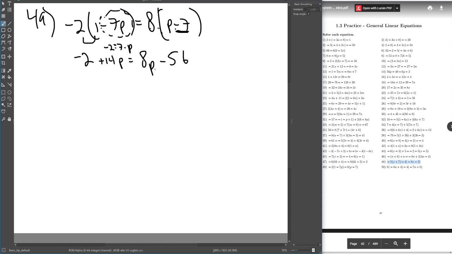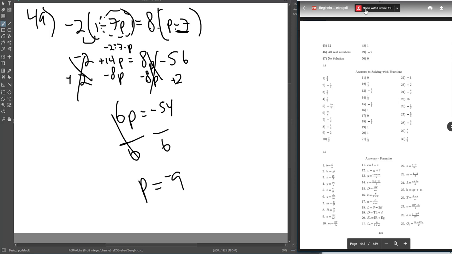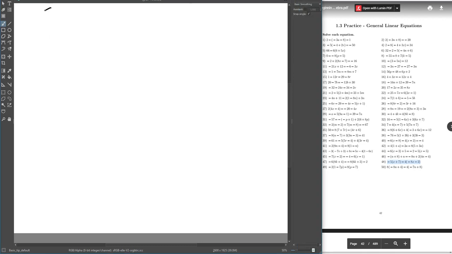Okie dokie. So let's transfer the p's to the other side. P minus 8p, and transfer this bugger to the other side. So that's canceled out. I'm left with 6p equals 56 minus 54. And if you divide both sides by 6, you'll find that p equals minus 9. Am I right? Minus 9. Yes, I am right. The last problem of this disgusting chapter coming right up.